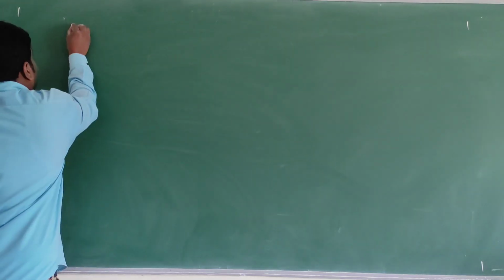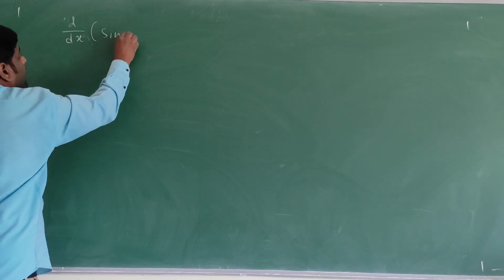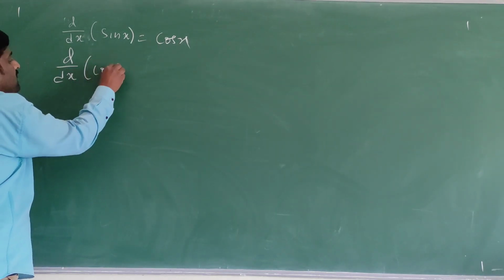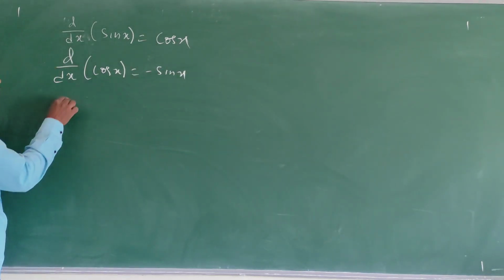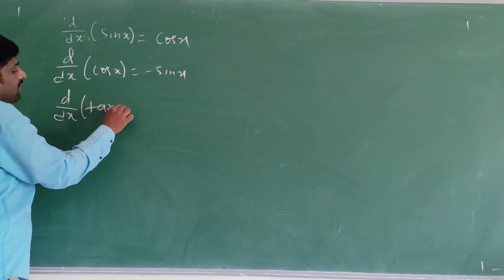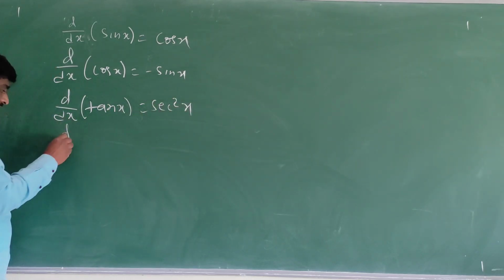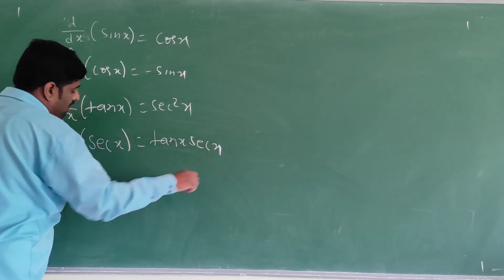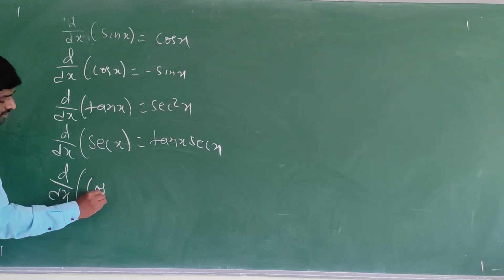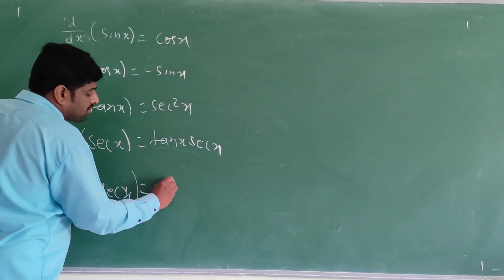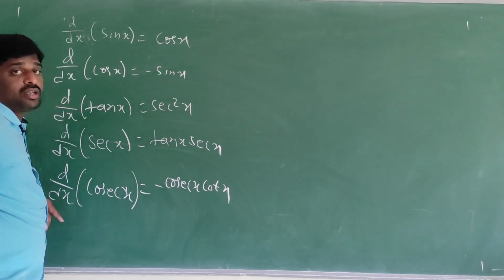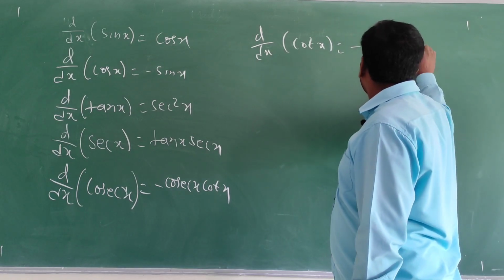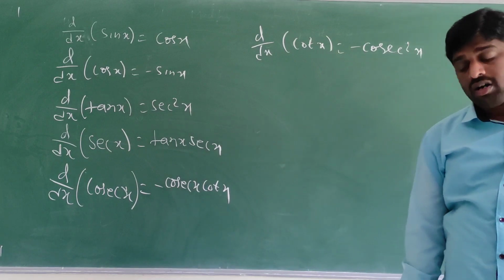That is d by dx of sin x is cos x. d by dx of cos x is minus sin x. d by dx of tan x is secant square x. d by dx of secant x is tan x into secant x. d by dx of cosecant x is minus cosecant x into cot x. d by dx of cot x is minus cosecant square x. These are the derivatives of some trigonometric functions.